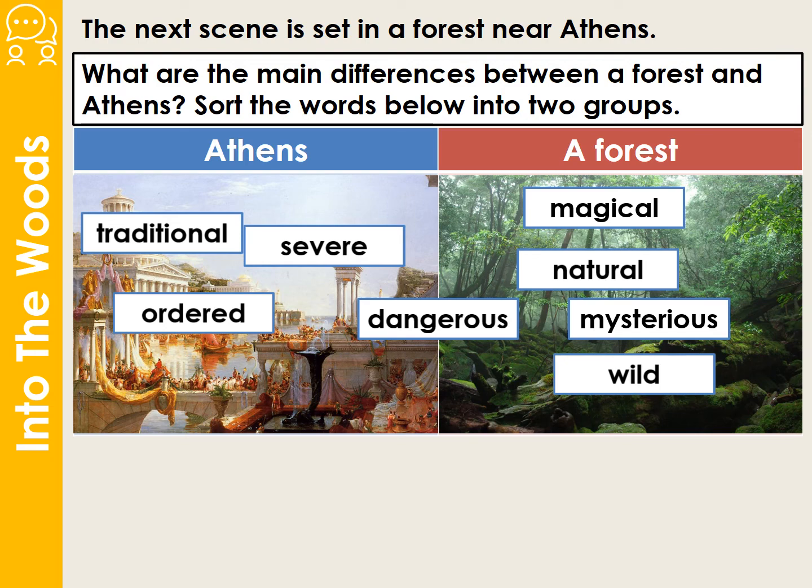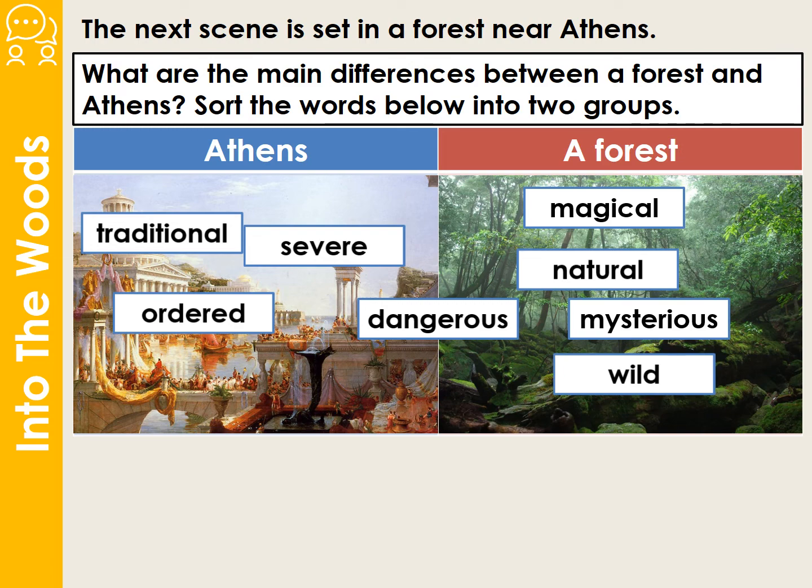because a forest is a big unknown, you can get lost, there's dangers that you're not aware of, which also ties into that word wild, in terms of animals and nature and plants and so forth. It's incredibly natural, it's not going to be as structured or as rigid as Athens was. However, a forest is also considered to be magical and mysterious.